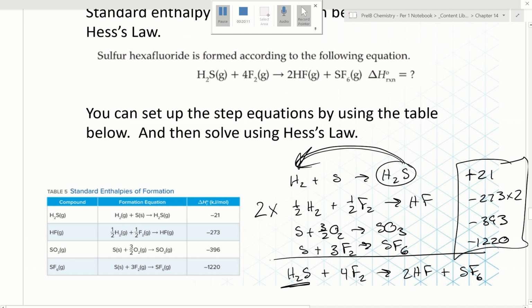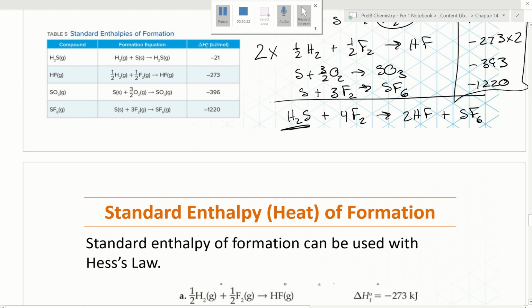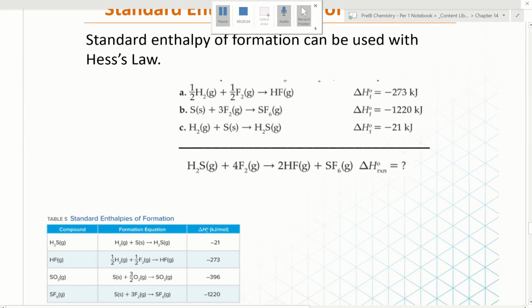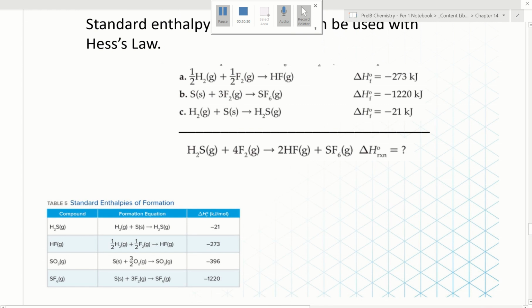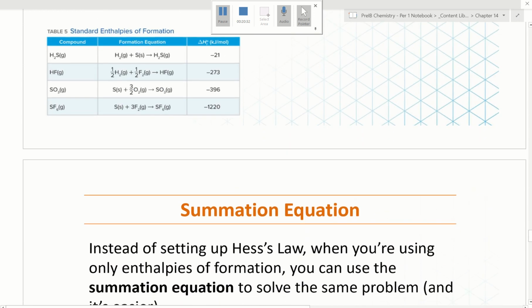And so now I've got all that, and I can add all this up together. So that's just real fast, just to show you that you can use all these enthalpies of formation as Hess's law. But there's an easier way. There's a much, much easier way. All right, so here's the same reaction, and when you solve through it, you'll get the same answer I got.